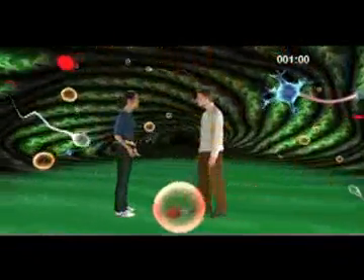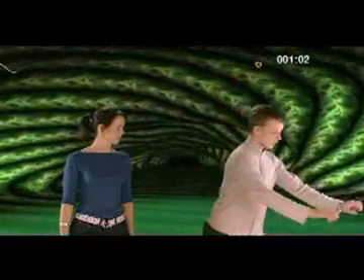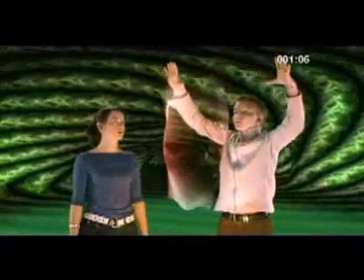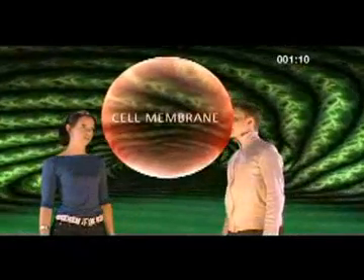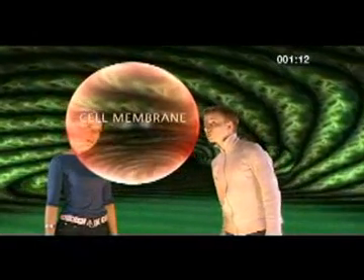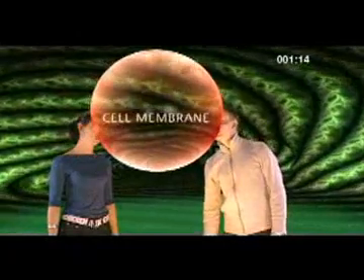Okay, what do we need? Firstly, we need a cell membrane. This holds the cell together. It also controls what goes into and out of the cell.